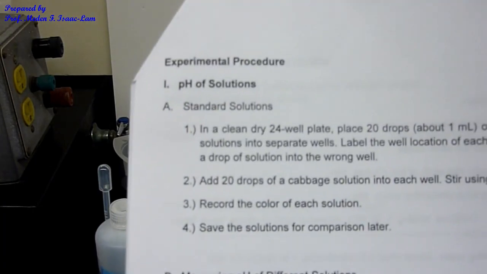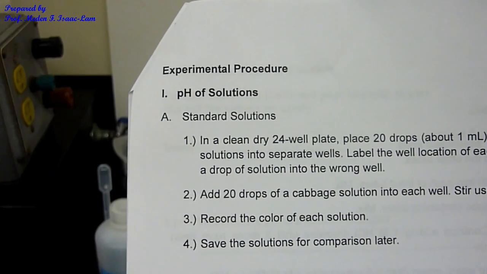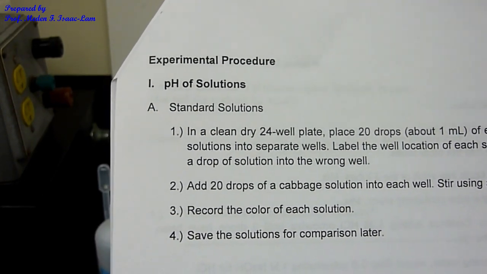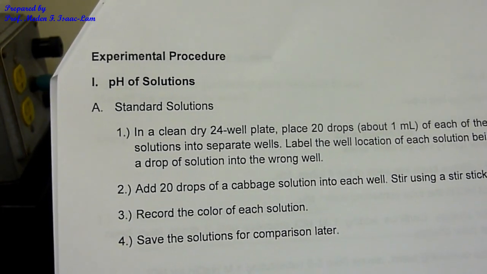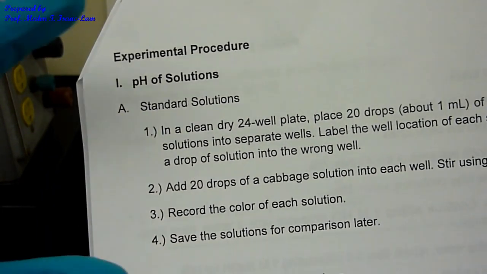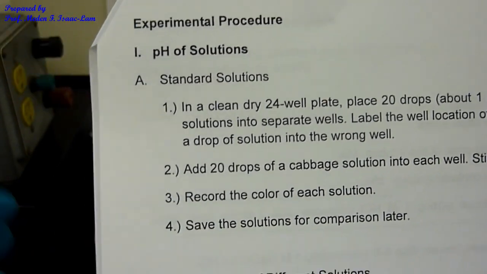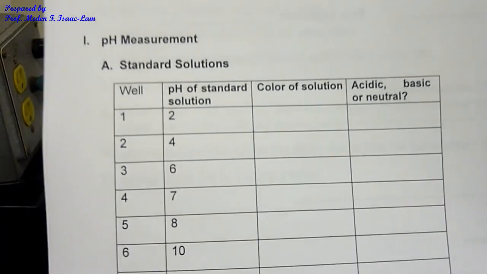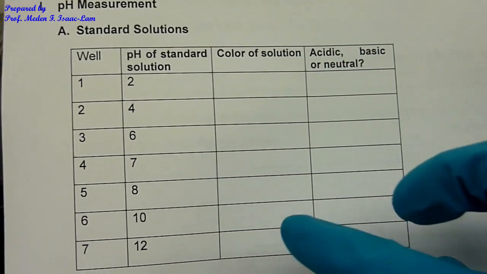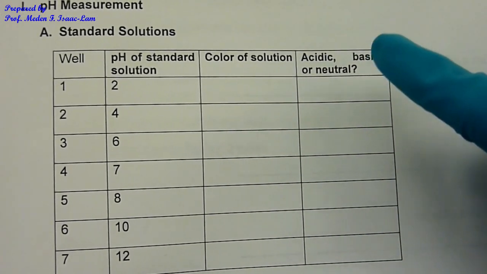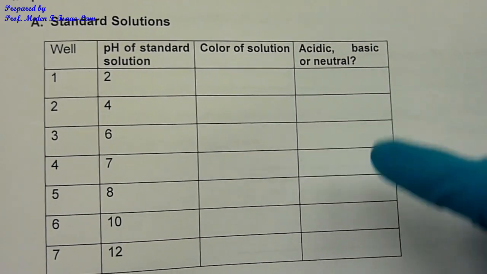So the first part is about the pH of solutions, and I'm going to use standard solutions first. That's part A. I'm going to use a 24 well plate, and the procedure is indicated on this page. You're going to use the table on this page, observe the color, and identify whether the solution is acidic, basic, or neutral.